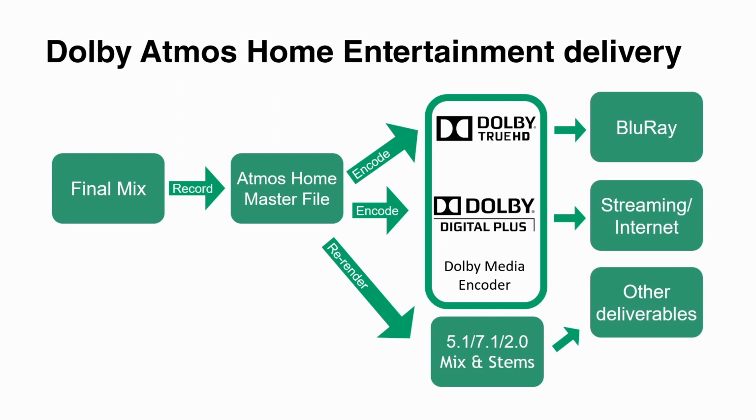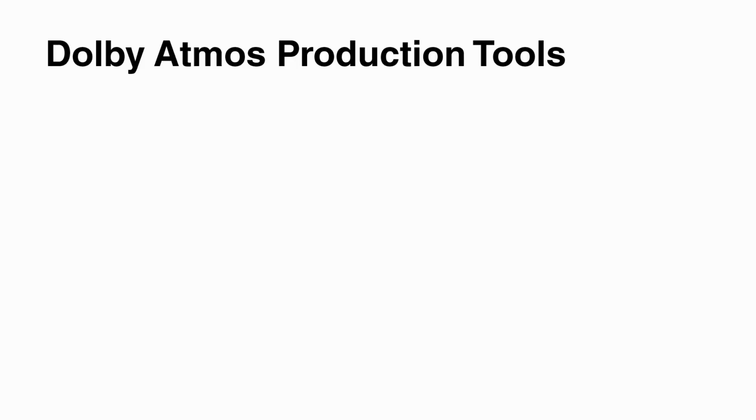But still, the Dolby Atmos Home Master file is also able to produce dedicated downmixes for special-purpose deliverables, such as a stereo TV mix or a 5.1 Blu-ray mix or something like this. These are called re-renders and can be exported right out of the master file. But that's basically the way your mix travels from your final recording step up to your end user.